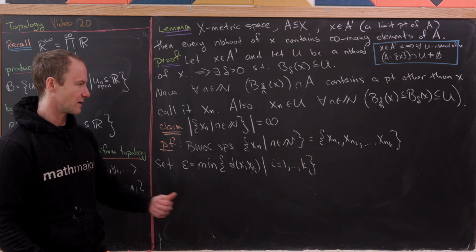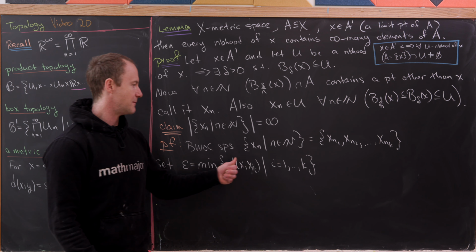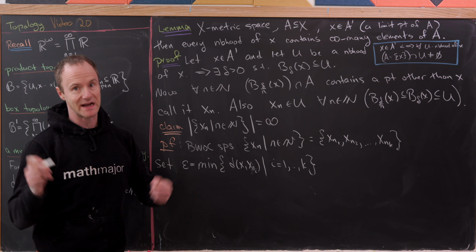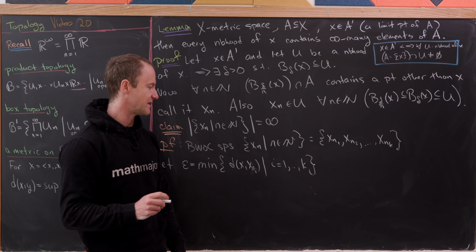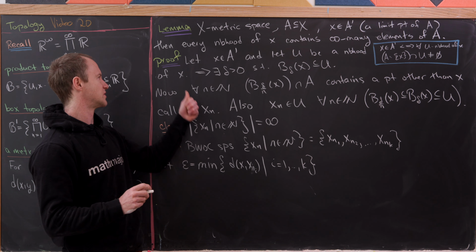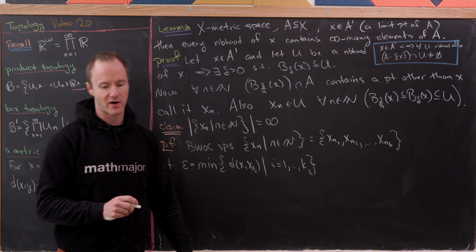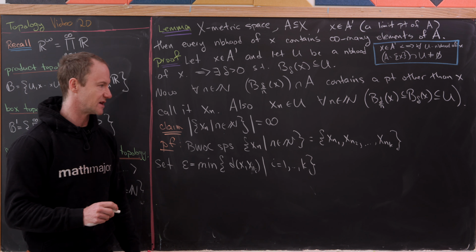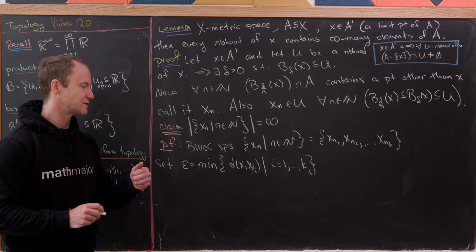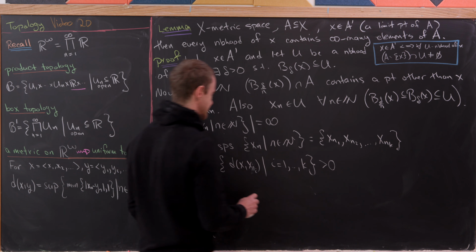So what am I doing here? I'm taking each of these points right here that make up our now finite set, which we're assuming is finite by way of contradiction, and we're finding their distances from our original point x that we're using, and then taking the minimum of all of those distances. So since we've got a finite number of distances here, we know that that minimum is well defined, and we also know that that minimum is bigger than 0.